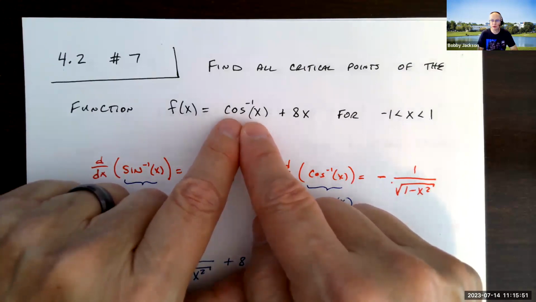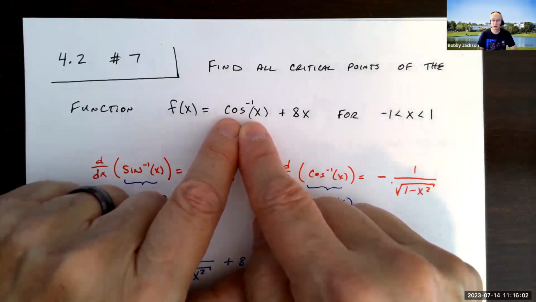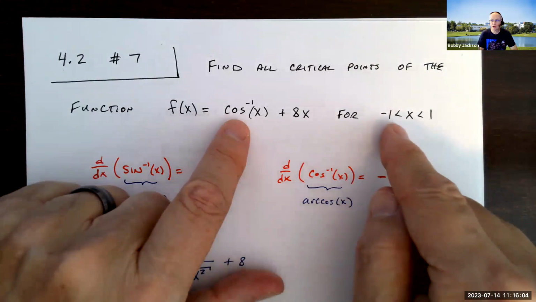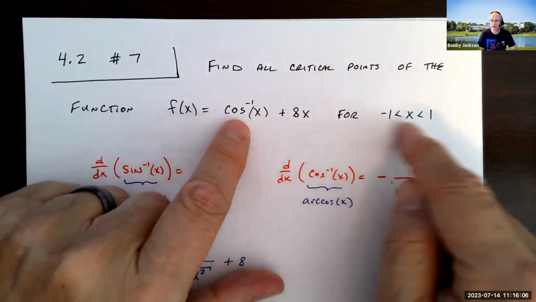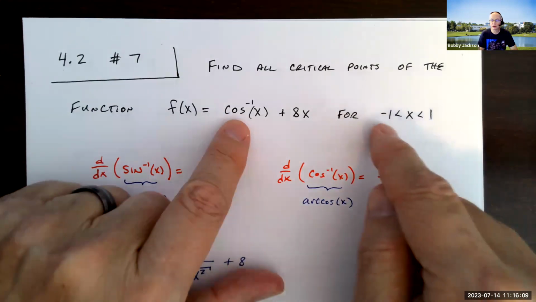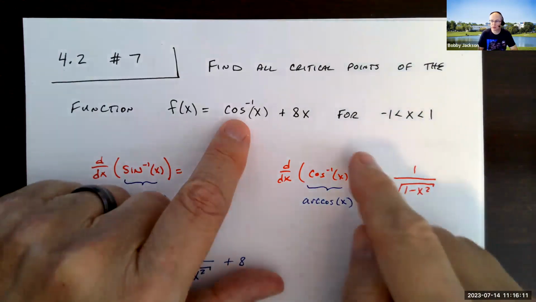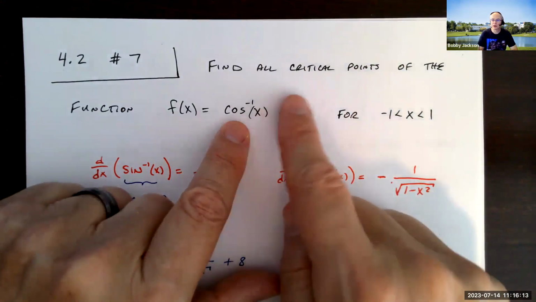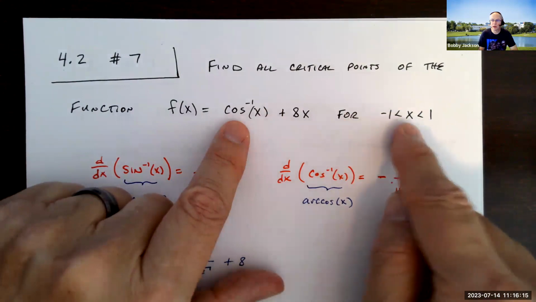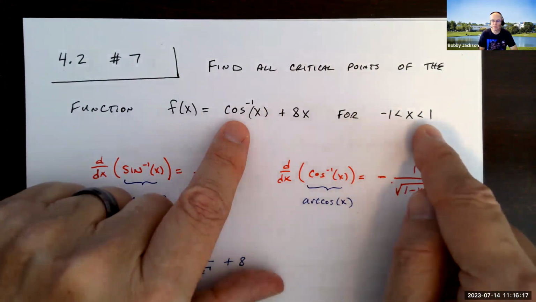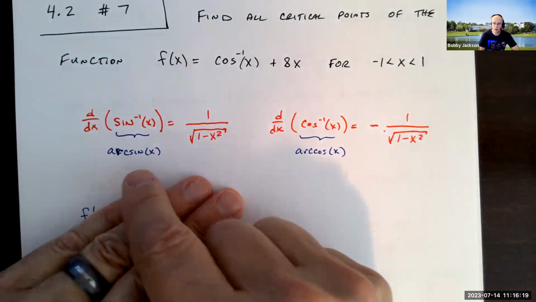Now the normal domain for the arc cosine function is all real numbers from -1 to +1, because that's the range of the cosine function. Notice though, they're excluding the endpoints essentially in this. Okay, so I'll mention the importance of that in a second. So we are to find critical points for this function just strictly between -1 and 1. You do need to be familiar with the derivatives.